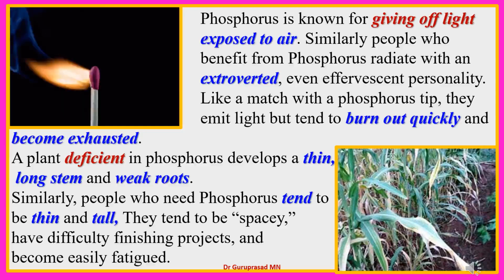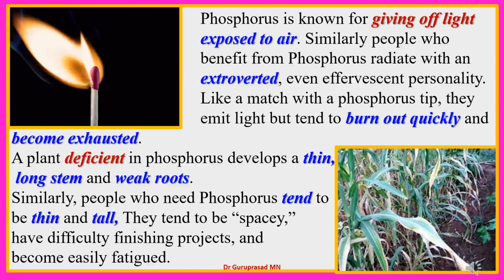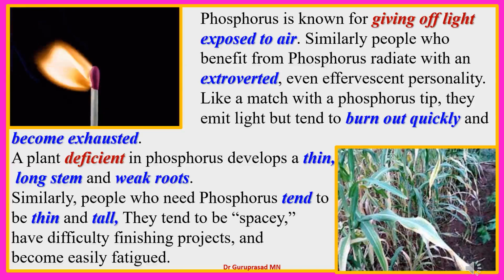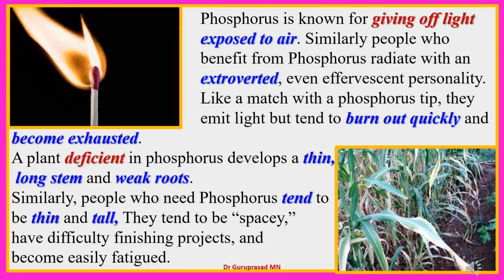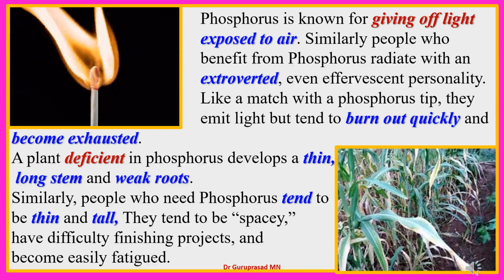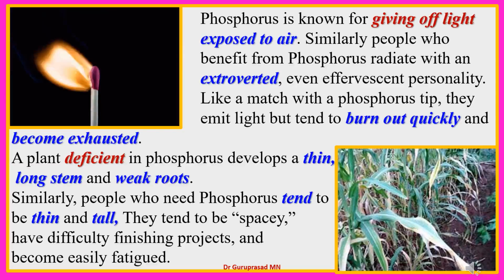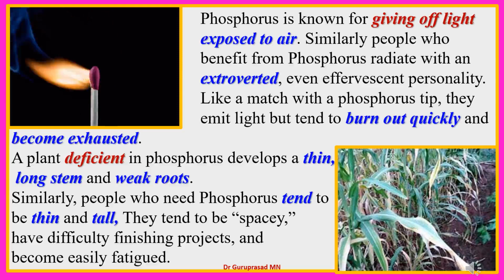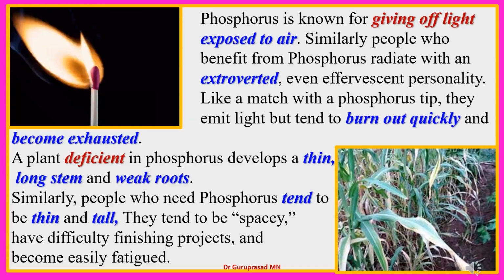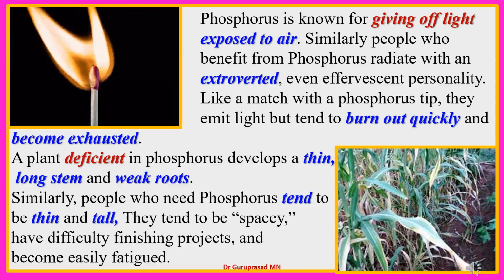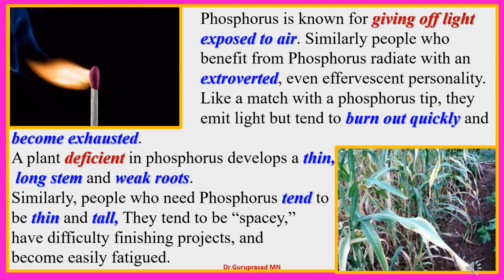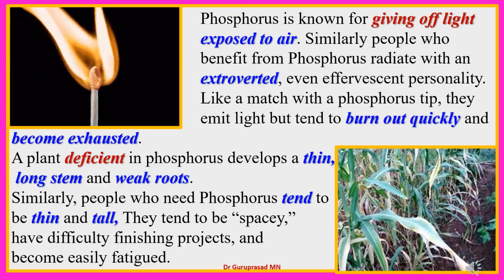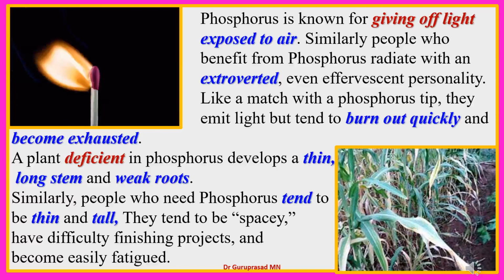One more doctrine of signature of phosphorus. A plant which has a deficiency of phosphorus becomes thin. It has a long stem and weak roots. When there is a phosphorus deficiency in the plant, it will grow thin, with a long stem and weak roots. Similarly, the person who needs phosphorus seems to be very thin and tall, and becomes easily fatigued. They get easily tired. That is another doctrine of signature of phosphorus.